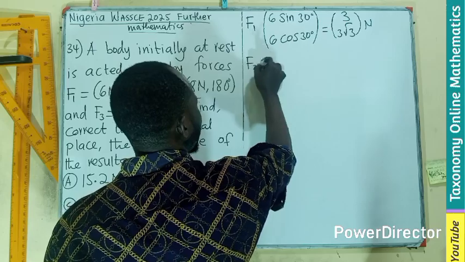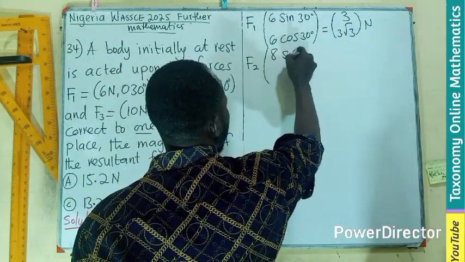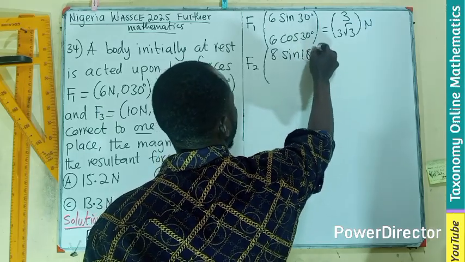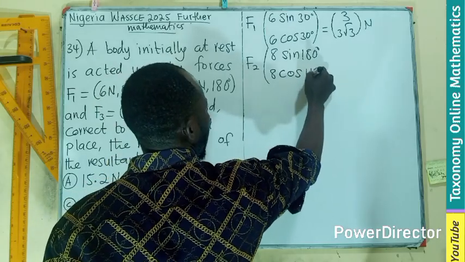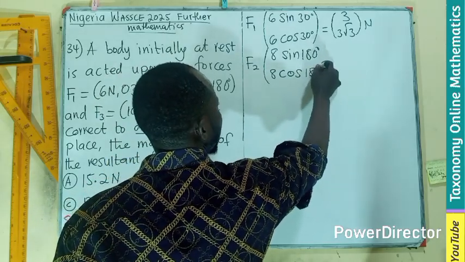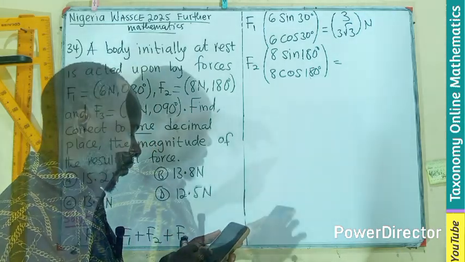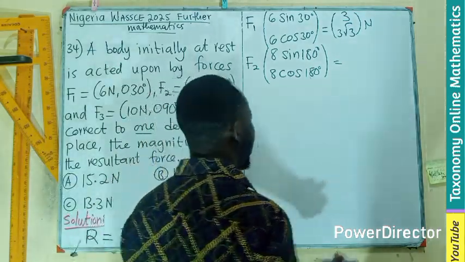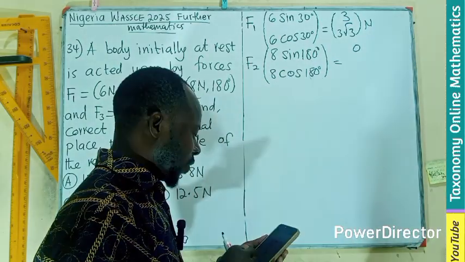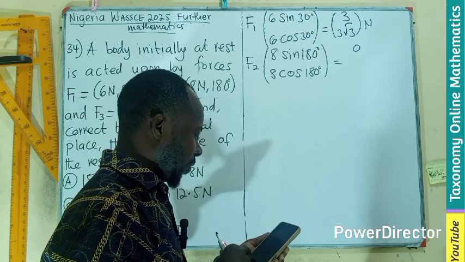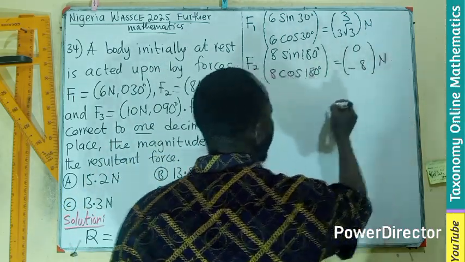Let's take the second force, which has a magnitude of 8, the sine of 180, and 8, the cos of 180. Let's see what that value will be on our calculator. That will give you 0. Then we have 8 cos 180. That will give you a negative 8. So this force is resolved to the vector form.